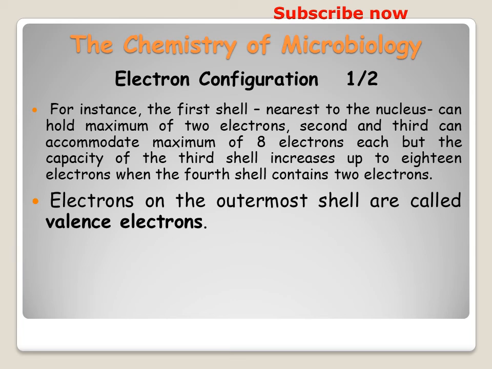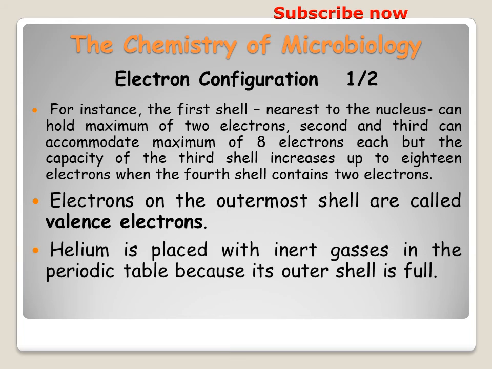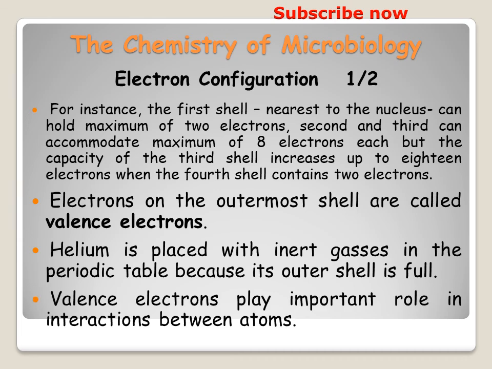Electrons on the outermost shell are called valence electrons. Helium is placed with inert gases in the periodic table because its outer shell is full. Valence electrons play an important role in interactions between atoms.